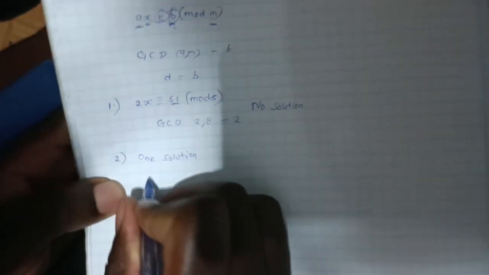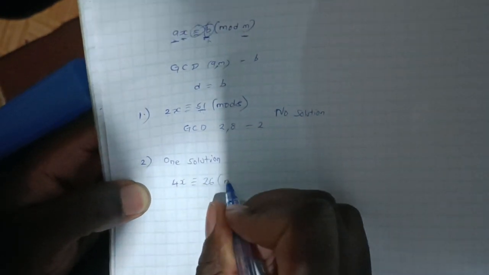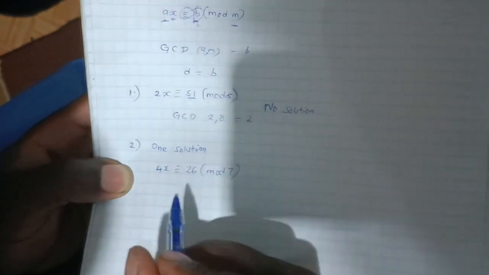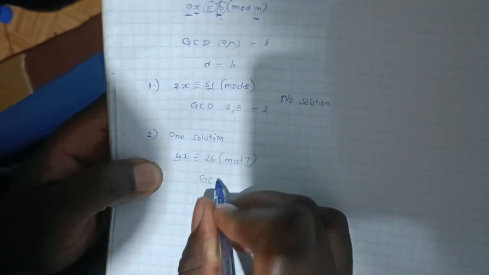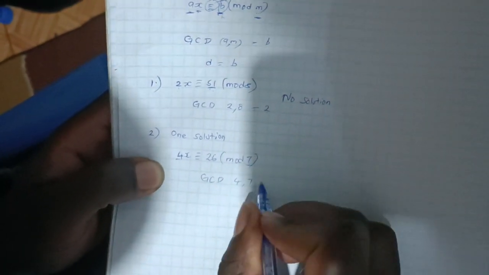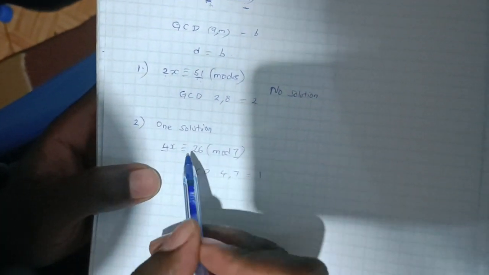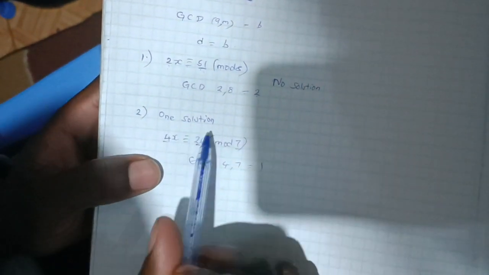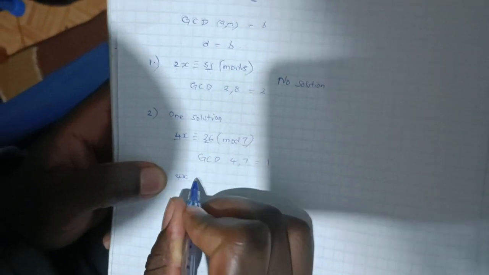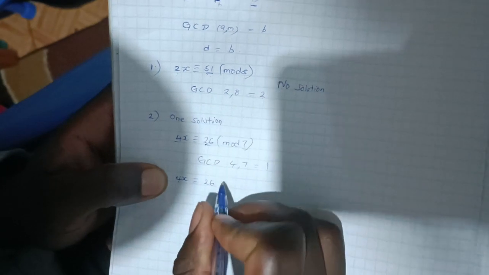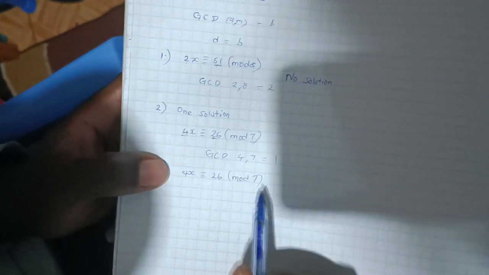Let's say, for example, 4x congruent 26 mod 7. When we find the GCD of 4 and 7, the GCD is 1, which means that 1 divides 26 only one time, which means there's only one solution. So we can go ahead and find the solution. We say 4x congruent 26 mod 7. We can simplify this equation.